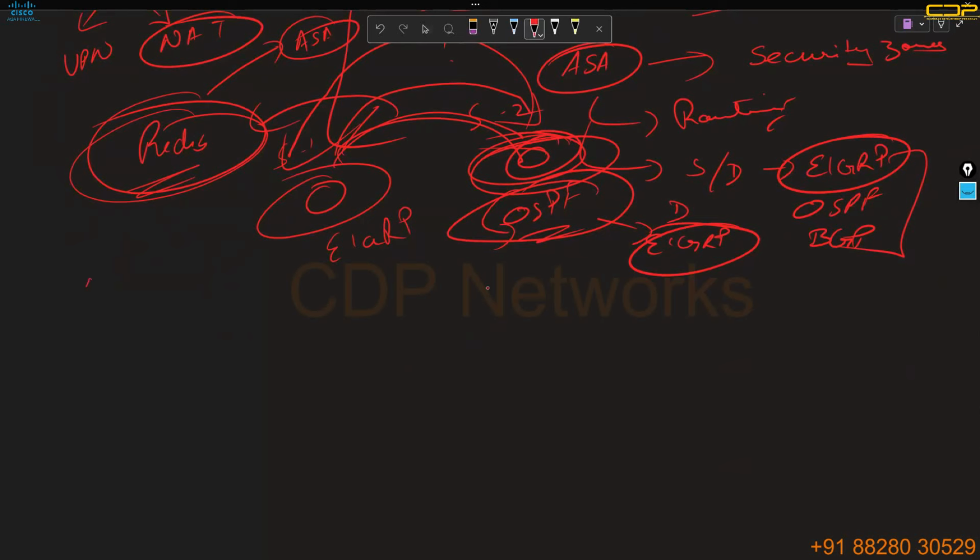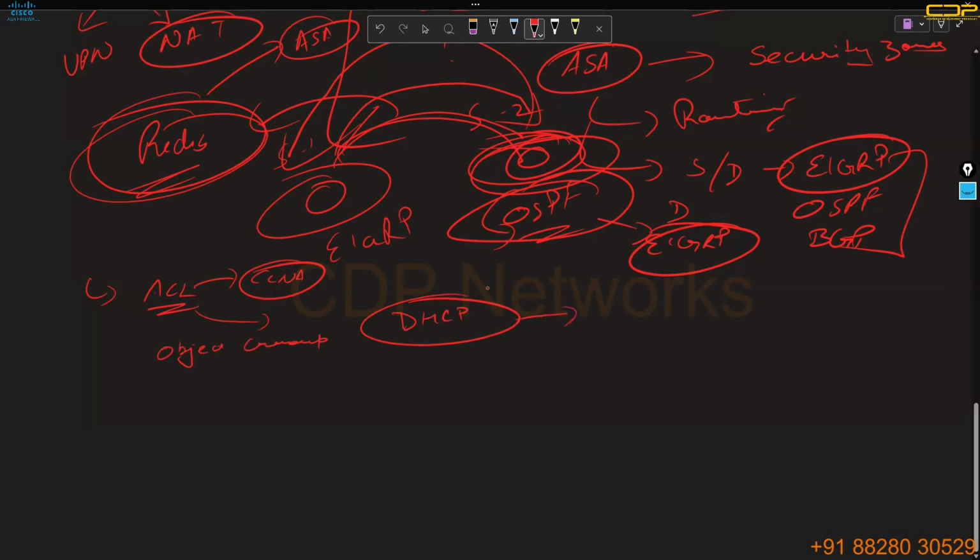Then one more important topic is our ACL, which is the access control list. You have already done ACLs in CCNA, but now we will do it on our firewall, the ASA firewall. Then we will see types of ACLs, standard and extended. We're going to create groups, which are known as object groups. We're also going to do the DHCP practical. Here my ASA device will act as a DHCP server. I can make it a relay agent also.